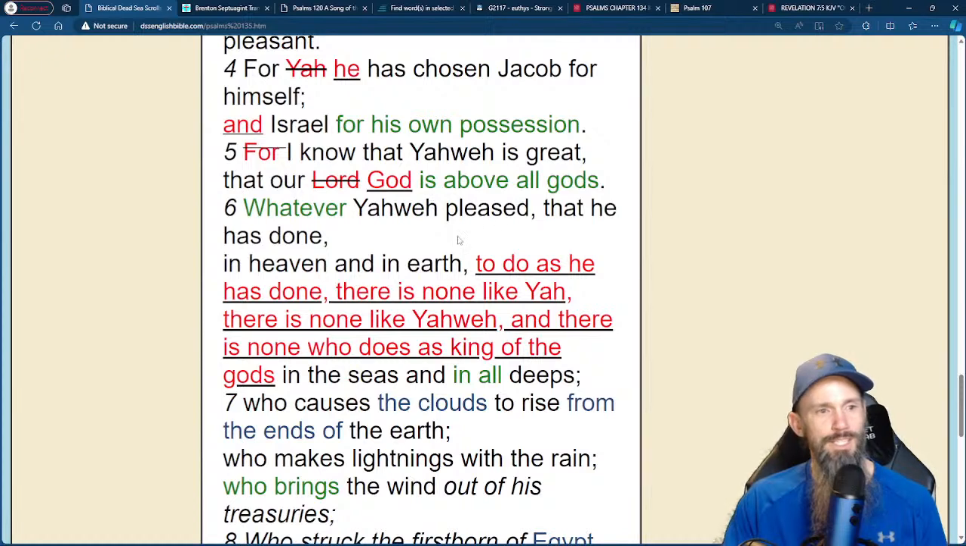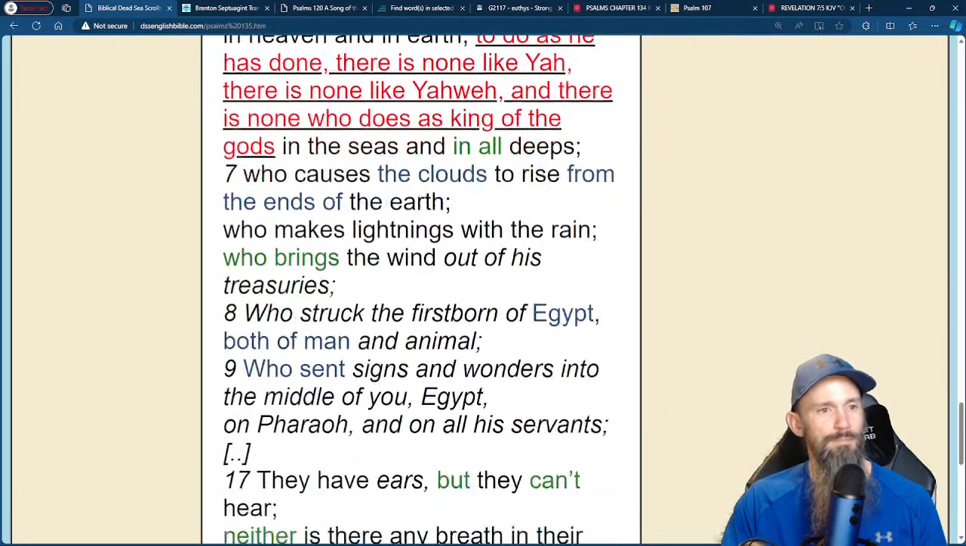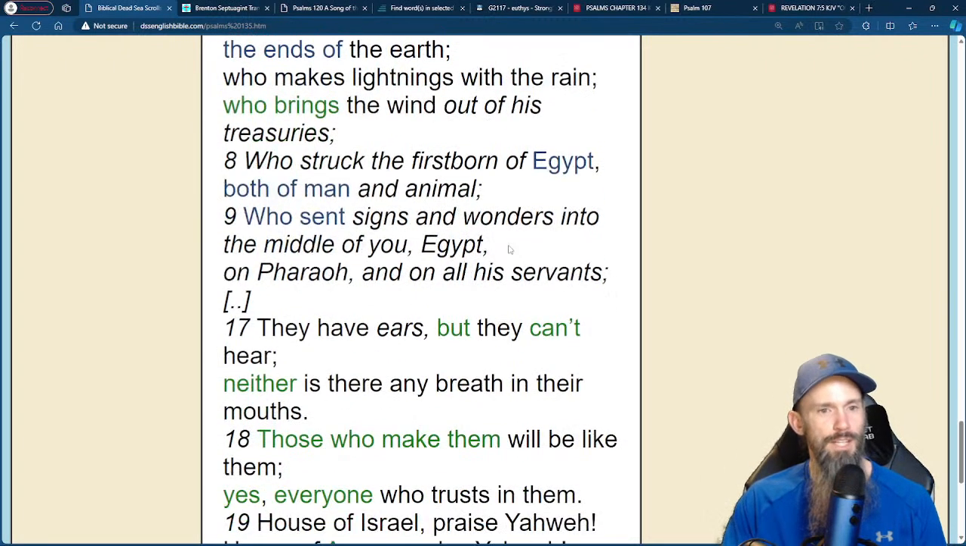Whatever Yahuwah pleased, that he has done, in heaven and in earth. There is none like Yah. There is none like Yahuwah. There is none who does as King of the gods, King of Elohim, in the seas and in all the deeps, who causes the clouds to rise from the ends of the earth, who makes lightnings with the rain, who brings the wind out of his treasuries, who struck the firstborn of Egypt, both of man and animal, who sent signs and wonders into the middle of you, Egypt, on Pharaoh and on all his servants.